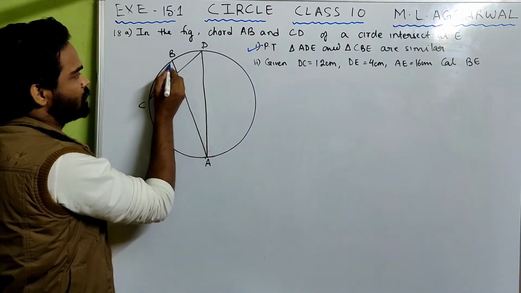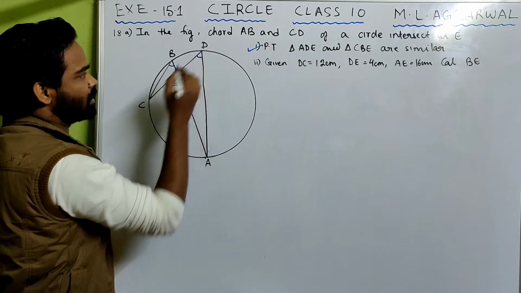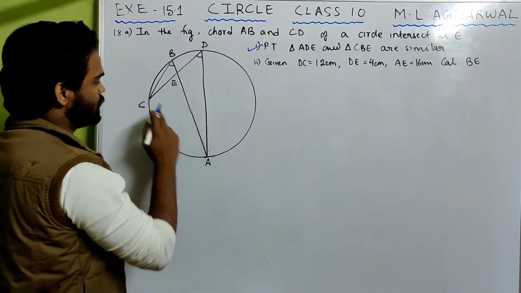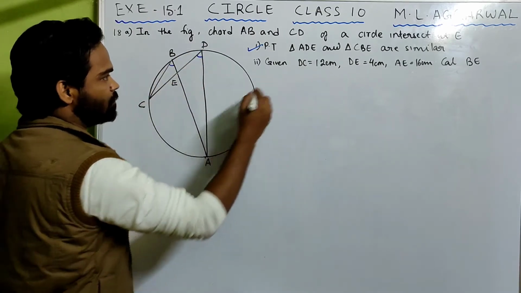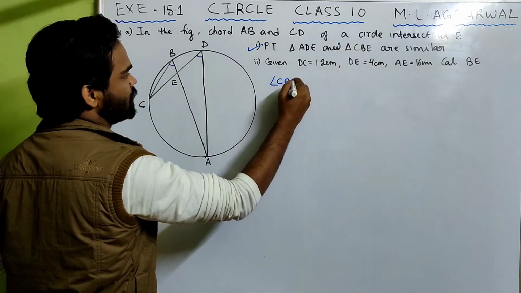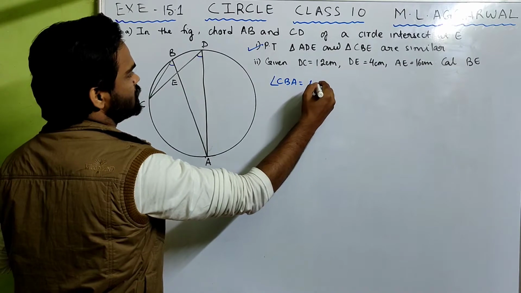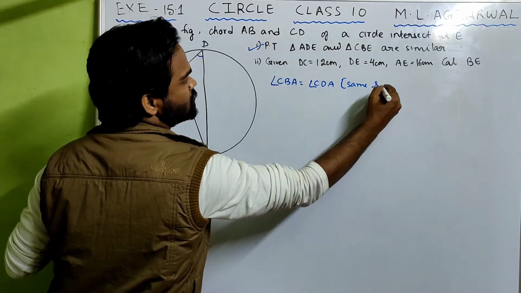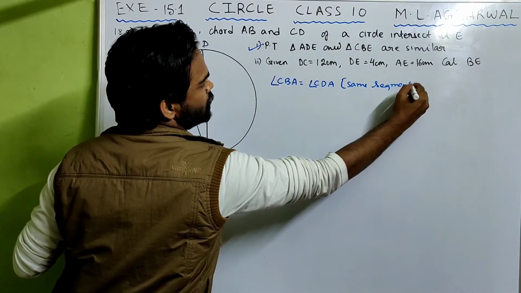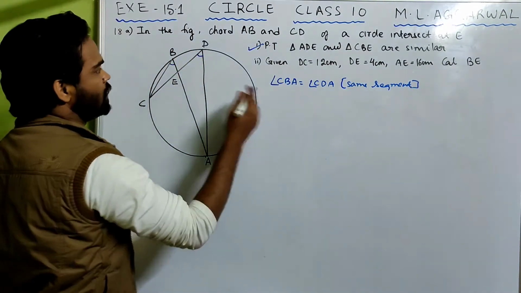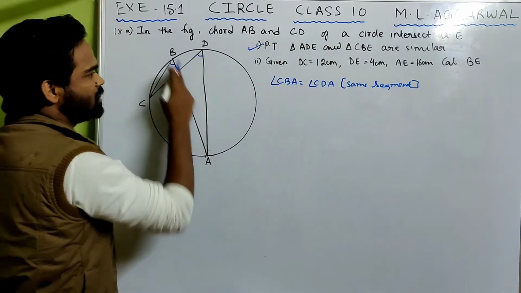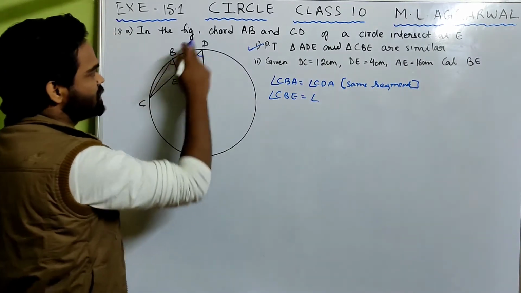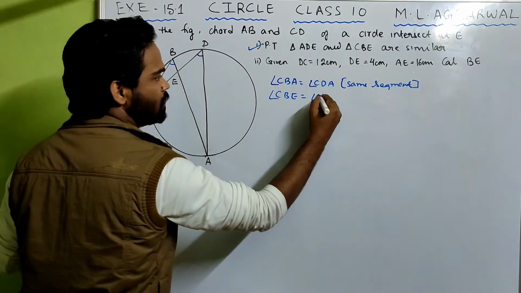Look over here. This angle and this angle will be equal. Angle of the same segment. Look, CBA, CDA. Angle CBA is equal to CDA. Why? Same segment, isn't it? Now look. Instead of CBA, can I write CBE? Same thing. Instead of CDA, can I write EDA?